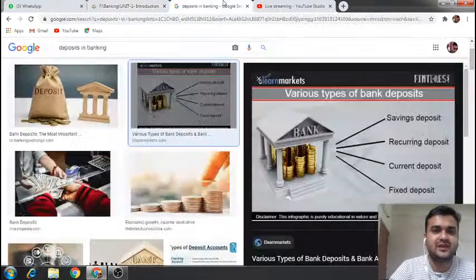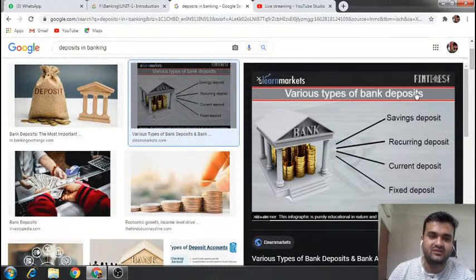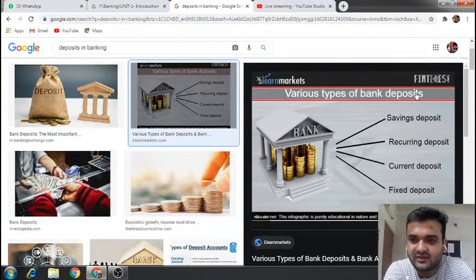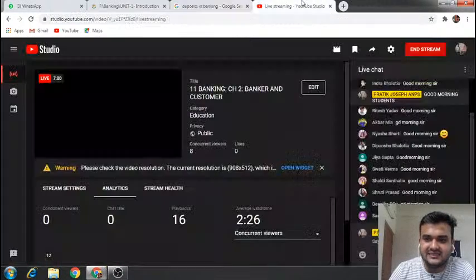given by the bank. As you can see in this chart, the various types of bank deposits. Number one is saving deposits.